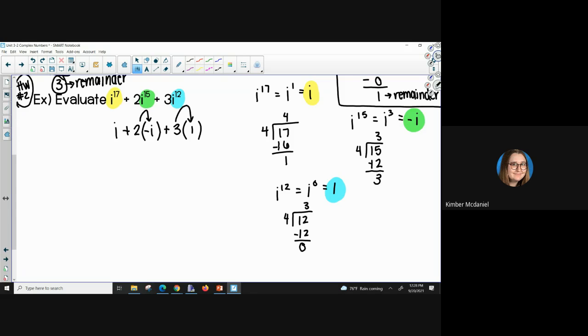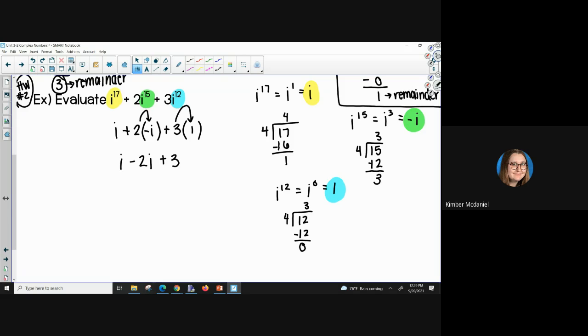So we're going to drop down the i. Again, thinking of i as a variable, what's 2 times negative i? Negative 2i. 3 times 1 is 3. Now again here, thinking of i as a variable, we've got like terms. What is i minus 2i? Negative 1i plus 3. Because again, it's just like combining like terms.